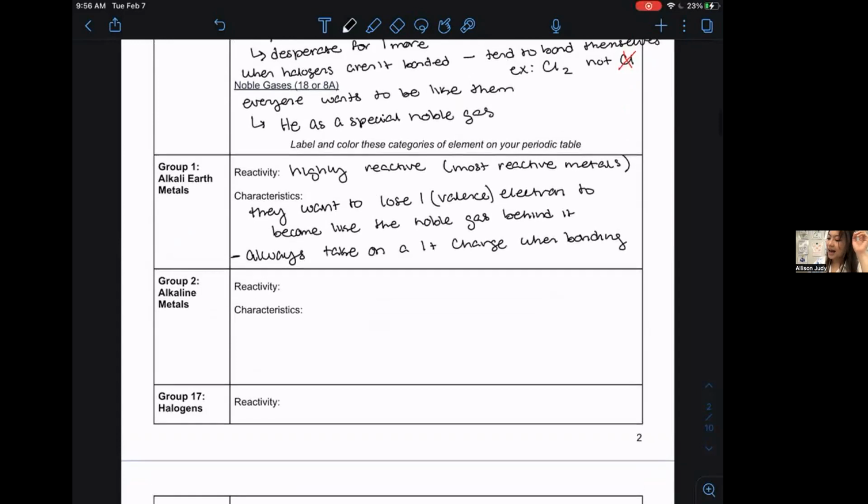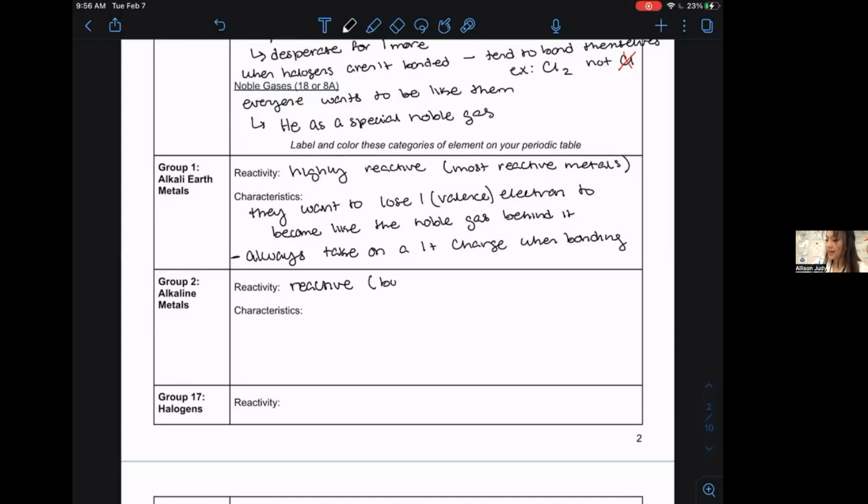Group 2, alkaline. And here's a little trick, by the way, to remember. Alkali is the first column, alkaline is the second. Alkali is a shorter word, it comes first. Alkaline is a longer word, it comes second. So reactivity: it is also reactive, but not as much as alkali.